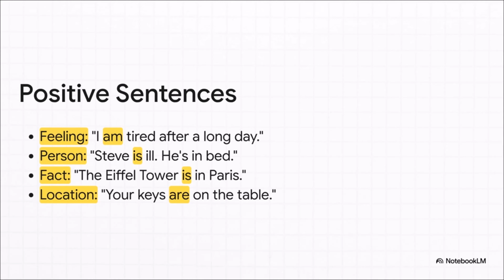And here's how this all plays out in real life. We use am for a feeling, is to describe a person or state a simple fact, and are to point out where something is. You can see how it just pops up in all sorts of different situations.